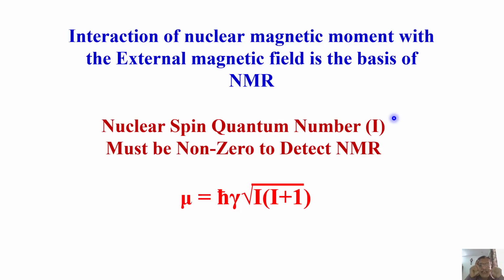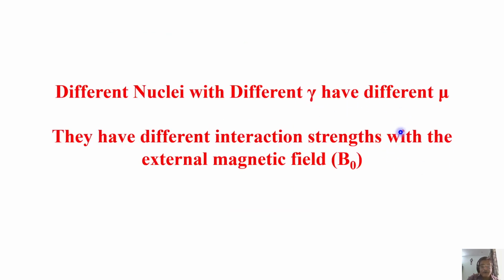I said it is NMR inactive. That is the reason. I was 0. So when I is equal to 0, mu is 0. When mu is 0, this nuclear magnetic moment cannot interact with the external magnetic field. As a consequence, you cannot see NMR for carbon 12. Now, this tells you one spin must be present, I must be non-zero to see NMR.